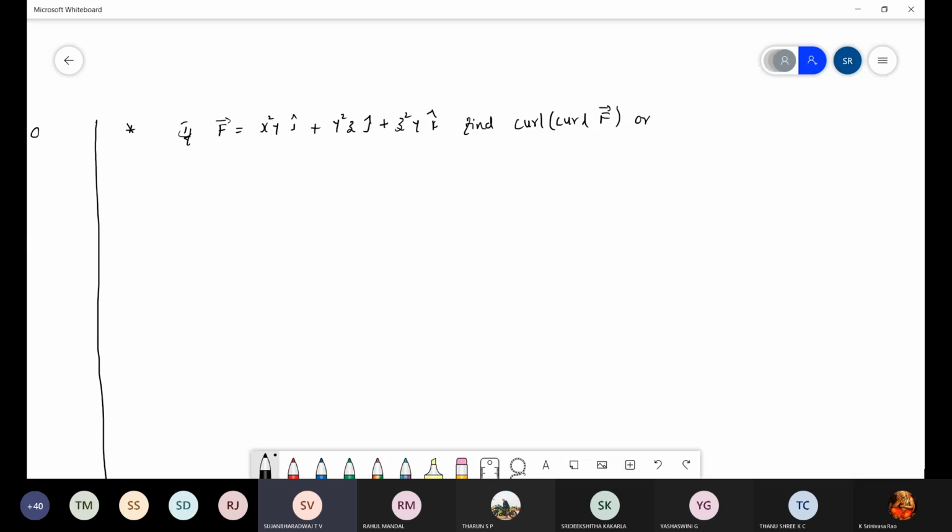So del cross into del cross f. Del cross f, so here you use one bracket. Del cross of del cross f. From the right side you have to solve. First you should solve this del cross f. Take down the solution.